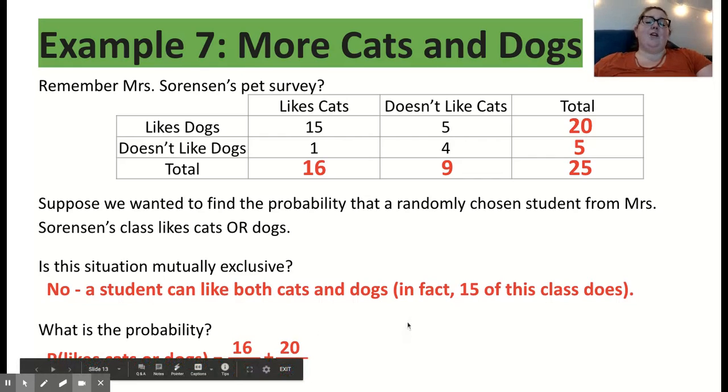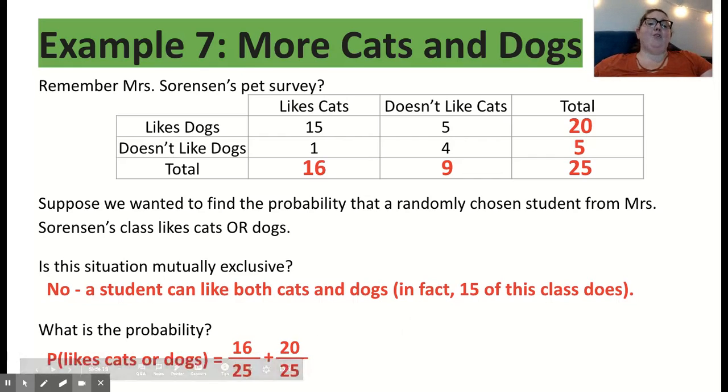So if I leave it here, those 15 people are being counted twice. And we don't want to count anything twice. We don't want to overlap and double count part of our answer. That doesn't make sense. So that is why we have to subtract that overlap, or subtract that and piece. So I'm subtracting the people who like both so that they're only being counted once. So 16 plus 20 minus 15 gives me 21 out of 25, which works out to 0.84.